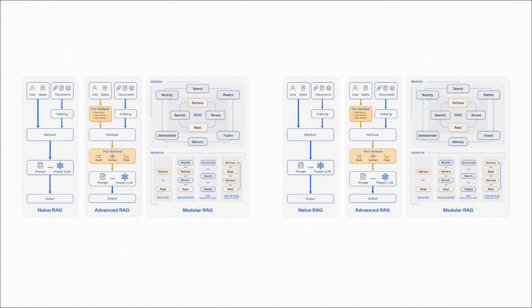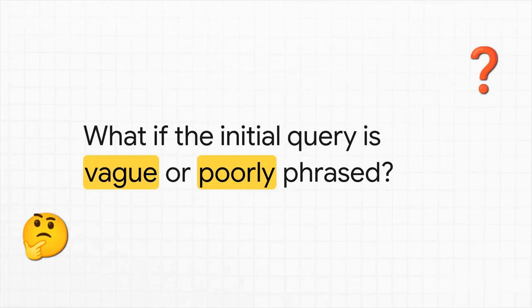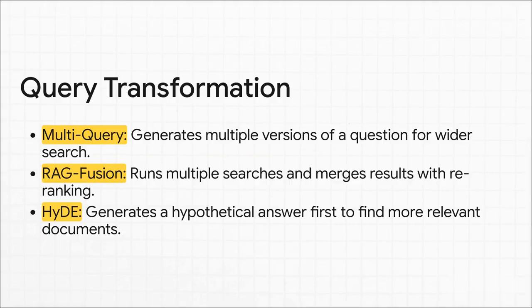And the whole point of these is to seriously improve the quality of the information that the LLM finally gets to see. But why bother with these extra steps? Well, here's the problem. With the naive approach, it's kind of garbage in, garbage out. If you ask a vague or just poorly phrased question, you're going to get a poor retrieval. And that means you're going to get a pretty useless answer. And that's where these pre-retrieval techniques, like query transformation, are a total game changer.